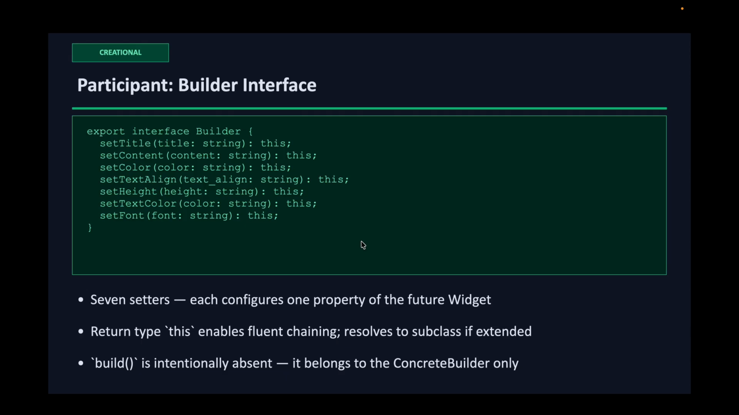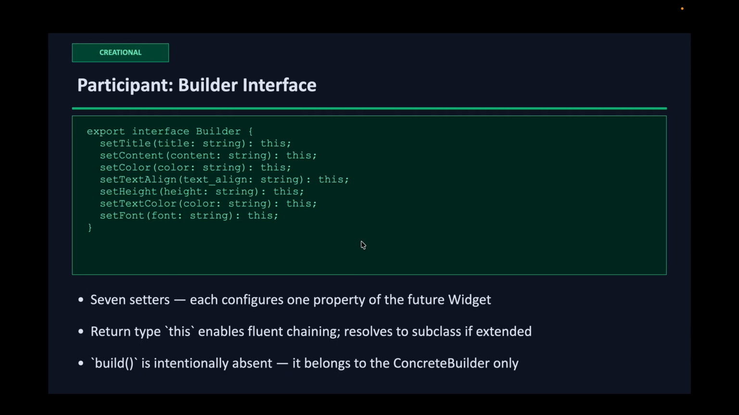First, let's look at the builder interface. Here we declare 7 methods. We have all of these setters: set title, set content, set color, set text align, set height, set text color, and set font. Every single one of these just returns this. This return type is the fluent interface contract.